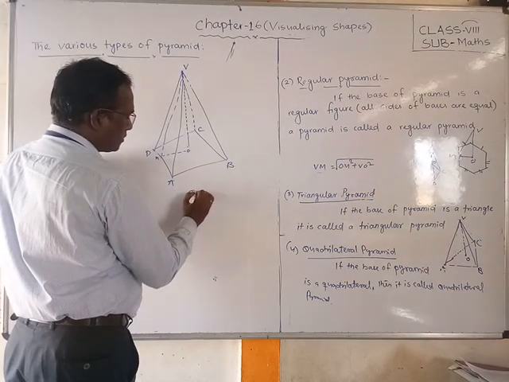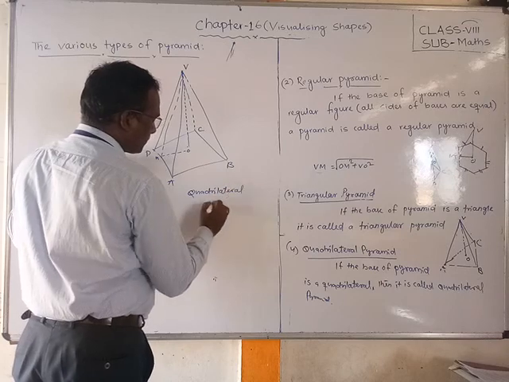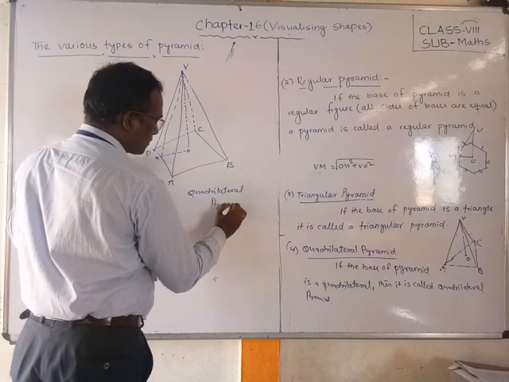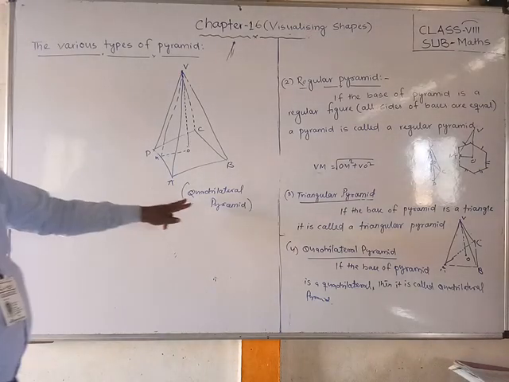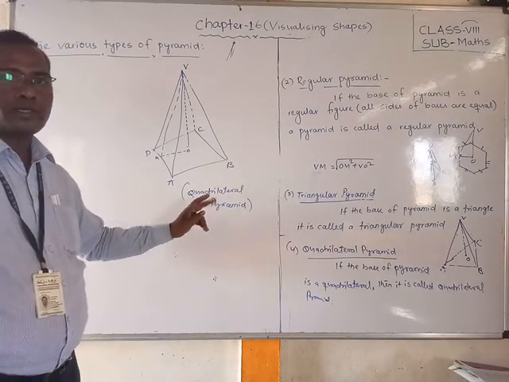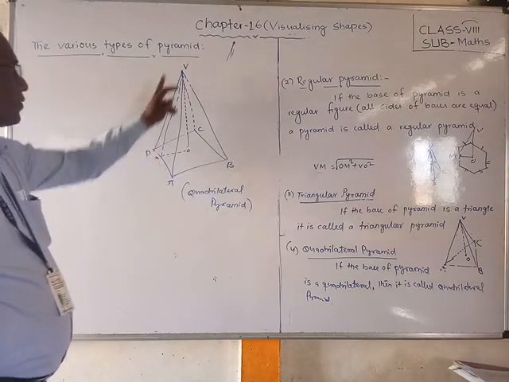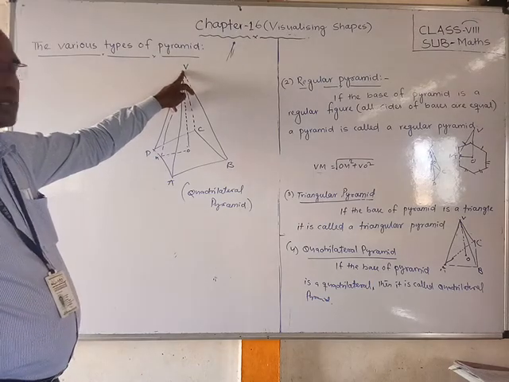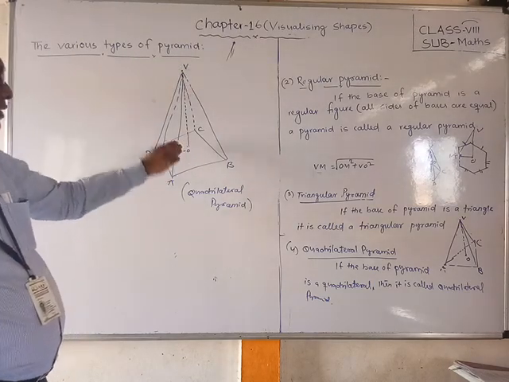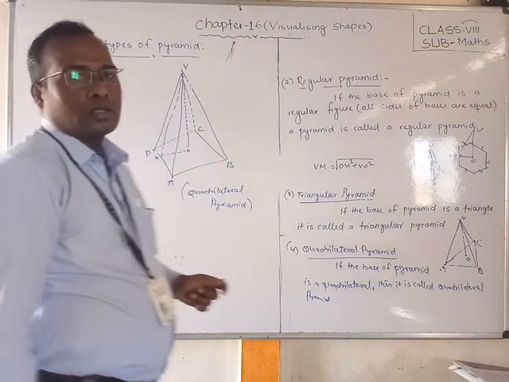Why do we say it is a quadrilateral pyramid? Because quadrilateral means four sides. If the base has four sides and one vertex is there, all the faces are combined at one common vertex, so that's why it is a pyramid. And it is a quadrilateral pyramid because the base has four sides.